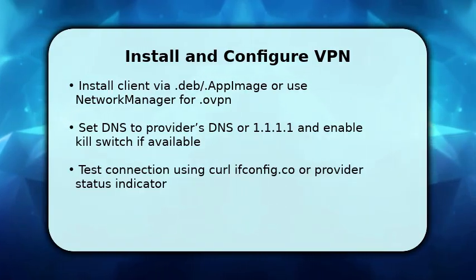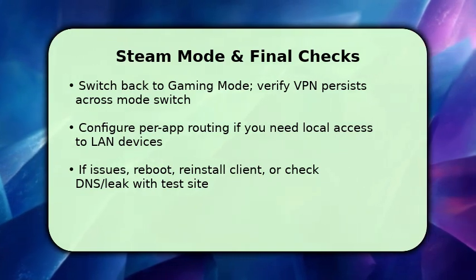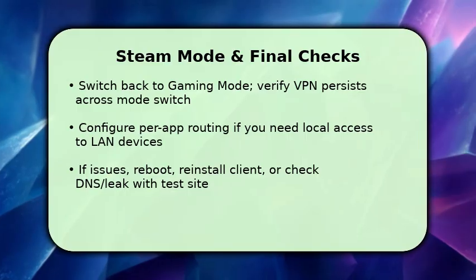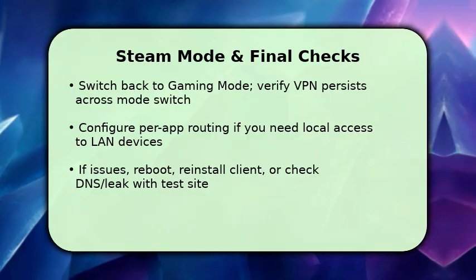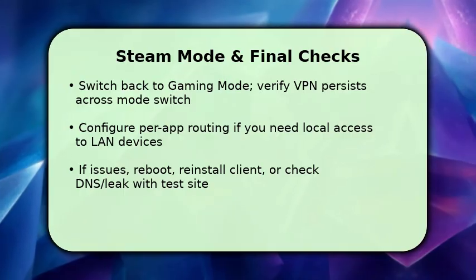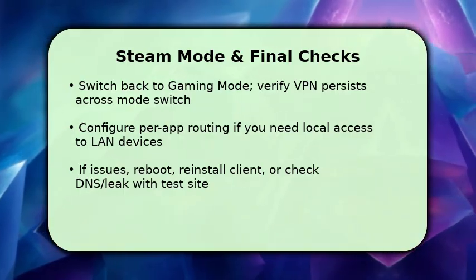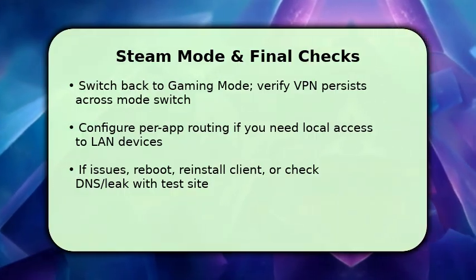Switch back to gaming mode and confirm the VPN connection remains active. Some clients disconnect on mode change, so re-enable or set auto start. If you need local network access for controllers or media, configure split tunneling or per-app routing so Steam and local services work together. Finally, run a leak check and launch a game to ensure latency is acceptable.